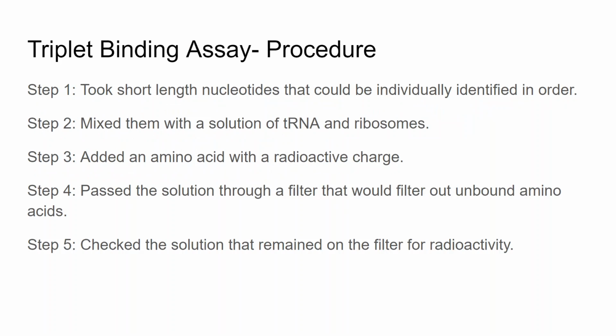The Nirenberg and Leder triple binding assay procedure was done by taking a short length of nucleotides that could be individually identified in order. They were then mixed in a solution with tRNA and ribosomes. Next, an amino acid was added with a radioactive charge. Then the solution was passed through a filter that would filter out unbound amino acids, and the final creation would be checked on the filter to determine whether or not it was radioactive.